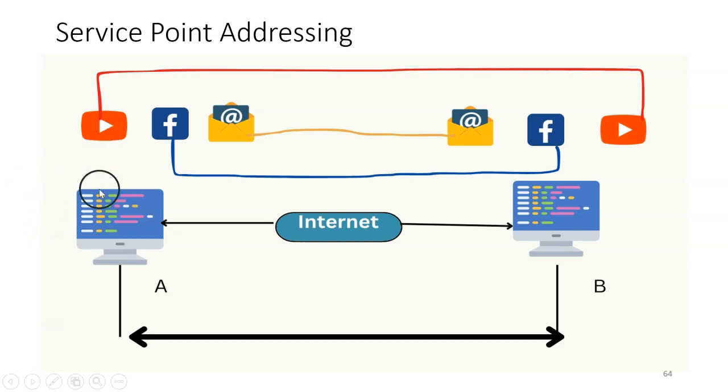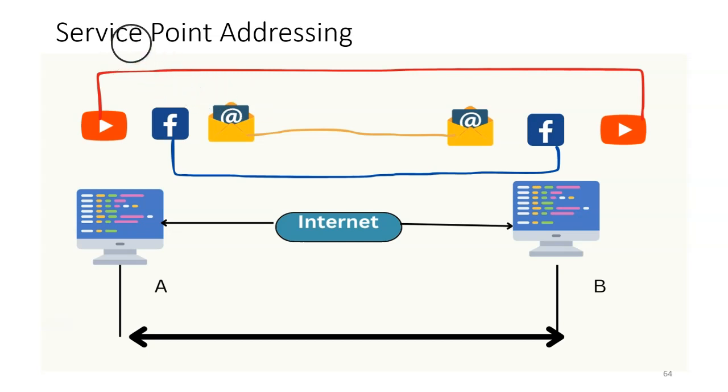So the YouTube program on host A is going to communicate with the YouTube program on host B, because of the specific port address of YouTube. The Facebook program on host A is going to communicate with the Facebook program on host B because of the port address of the Facebook program, and the mail program of host A is going to communicate with the mail program of host B.